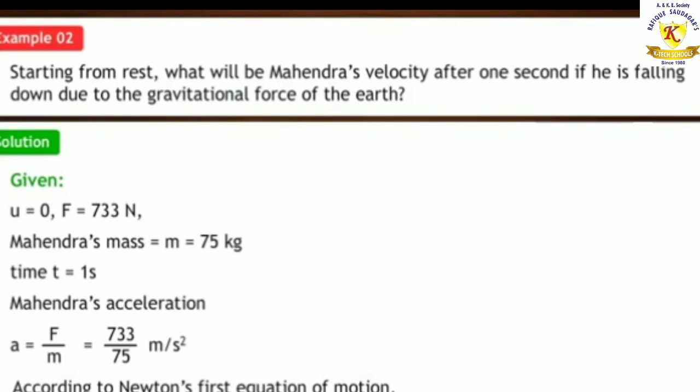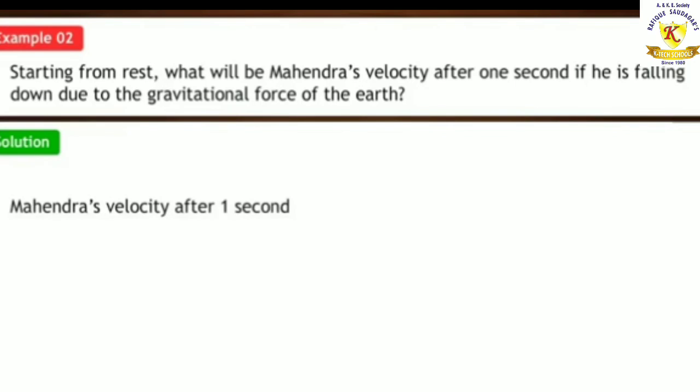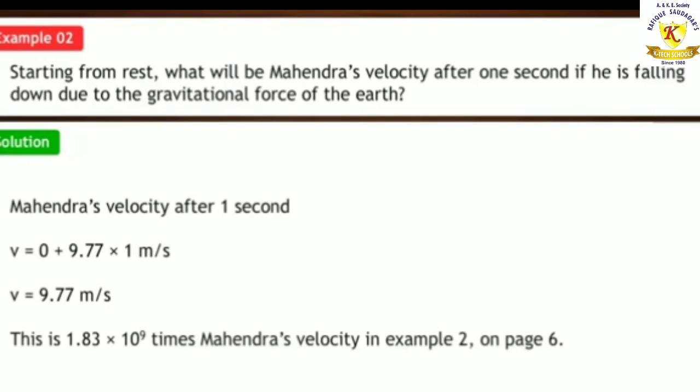According to Newton's first equation of motion, v is equal to u plus at. Mahendra's velocity after 1 second is v is equal to 0 plus 9.77 into 1 meter per second. V is equal to 9.77 meter per second. This is 1.83 into 10 raised to 9 times Mahendra's velocity in example 2 on page number 6.